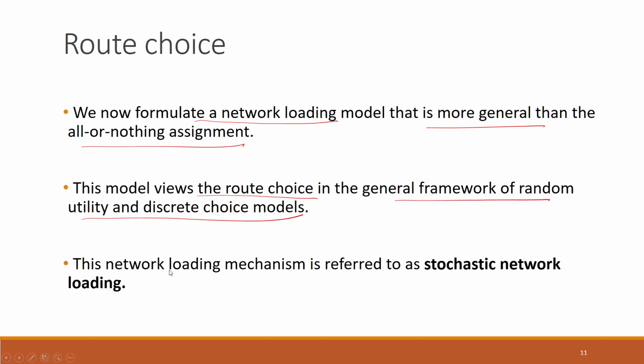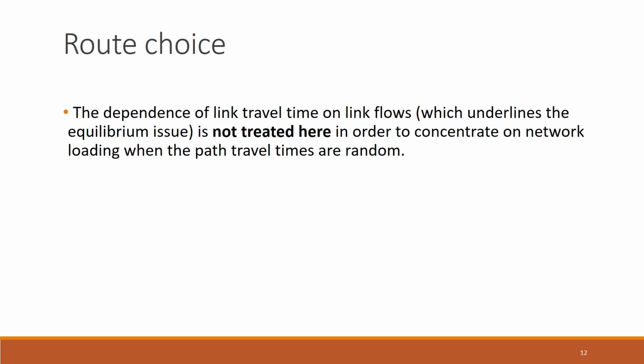We will be focusing on this network loading mechanism, which is referred to as the stochastic network loading. This will be an extension of the deterministic network loading process called all or nothing assignment that we had seen. In this model, the dependence of the link travel time on the link flows is not treated here, in order to concentrate on network loading when the path travel times are random.